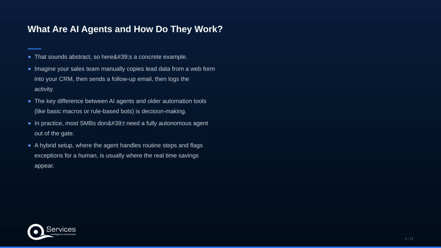The key difference between AI agents and older automation tools is decision-making. Traditional automation follows a fixed script: if X, do Y. AI agents handle the messy reality: if X, but the customer is in a different time zone and has already opened 2 emails, then do Z instead.